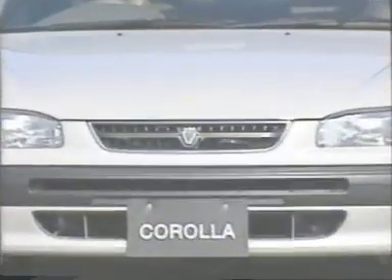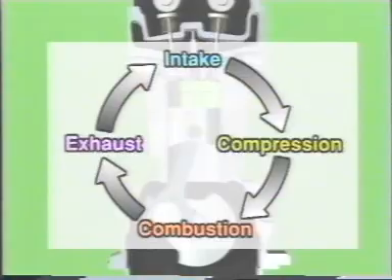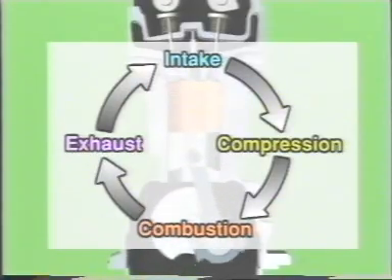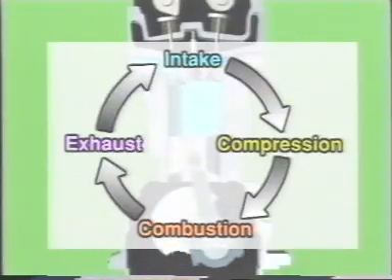As the name indicates, the four-stroke gasoline engine operates in continuous cycles of 4 strokes, starting with the air-fuel mixture intake and ending with the exhaust of combustion gas. These are the intake, compression, combustion, and exhaust strokes.